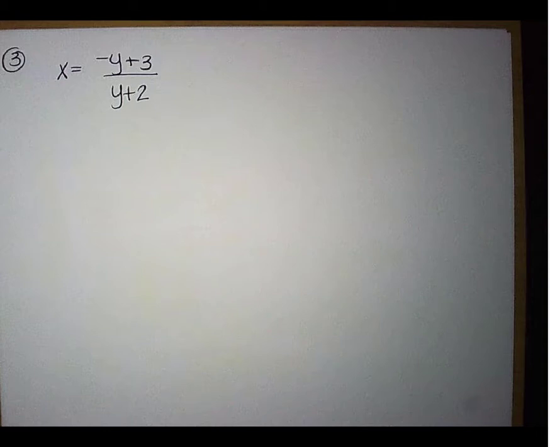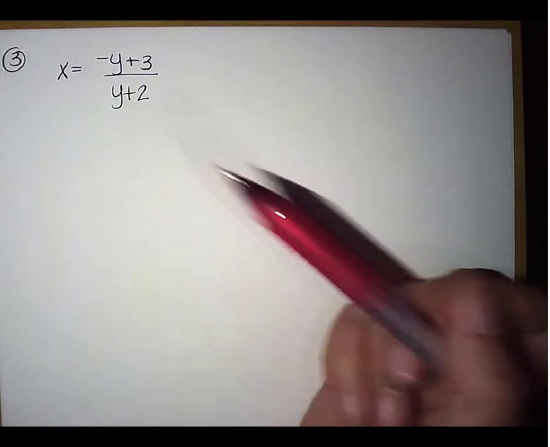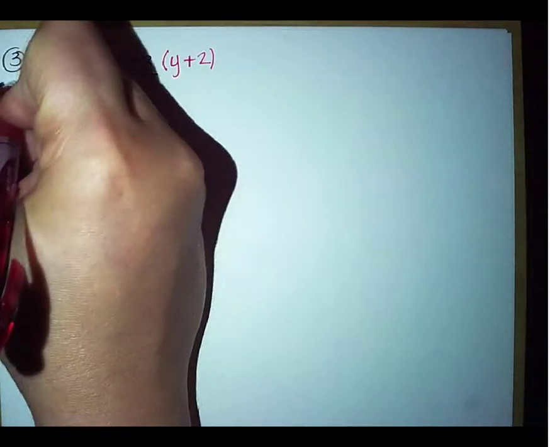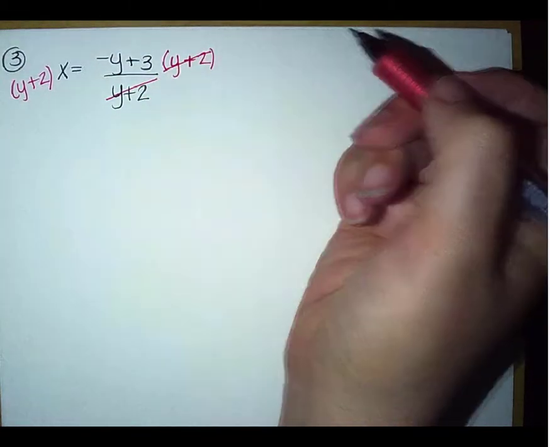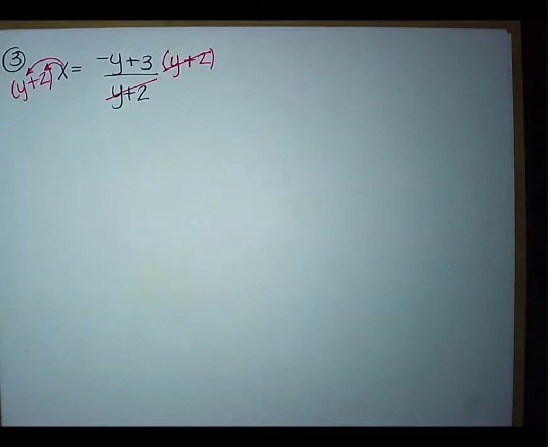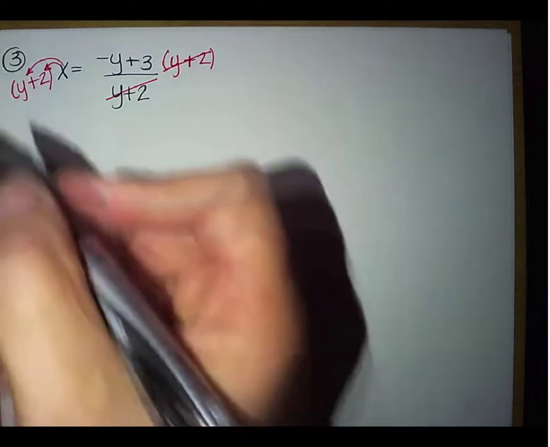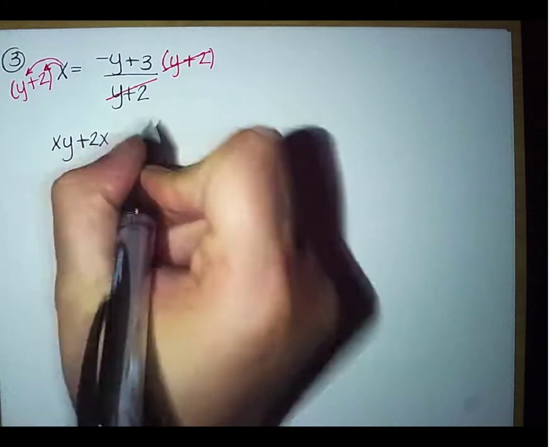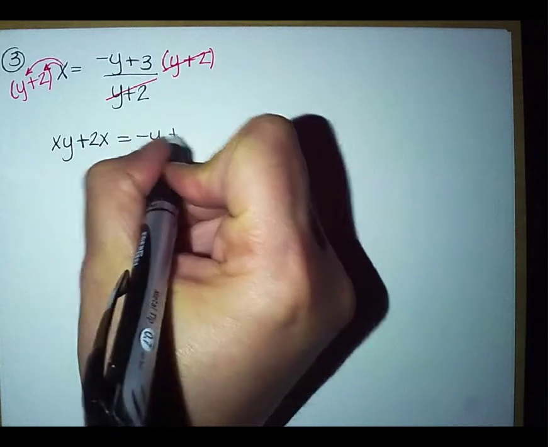Okay, so let's look at the third one that you were given to try on your own. We've got x equals (negative y plus 3) over (y plus 2). So again, starting off by multiplying both sides by y plus 2. The y plus 2's on our right are going to cancel. Again, we're going to distribute that x onto our left-hand side. So we're going to have xy plus 2x equals negative y plus 3.